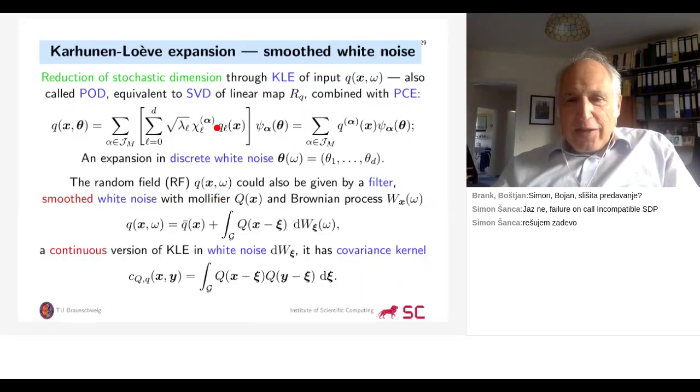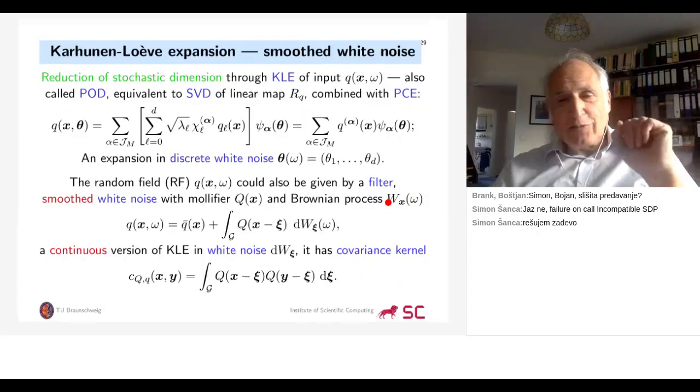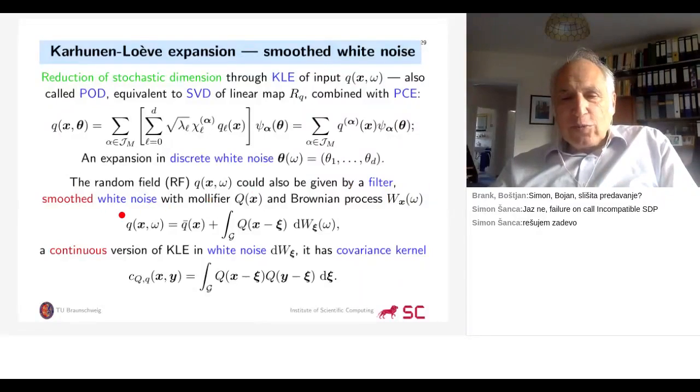So this is an expansion in discrete white noise, because we have just a finite number of IID Gaussians. But it can also be given as a filter on a white noise field. So we take a Brownian process, a Wiener process on the space of X's, and we know the generalized derivative is something like white noise. It doesn't exist as a real derivative, but in a generalized sense, one can take the derivative. What comes out is white noise. But we're not interested in that. We take this smooth white noise.